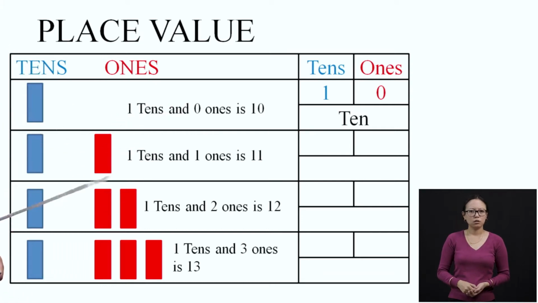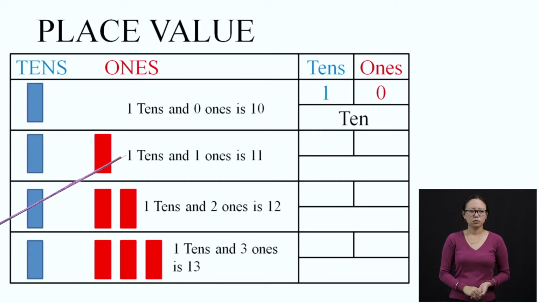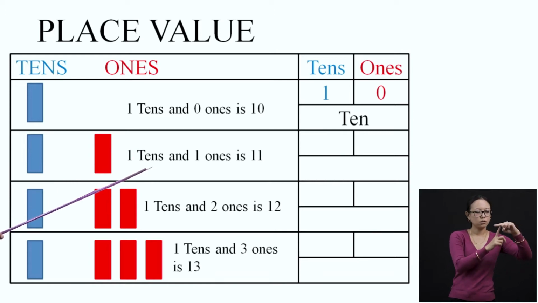Let's try to solve the next example. Let's look at the first place, tens. In tens place, we have one blue strip. That means 1/10. So we will write 1/10, okay?